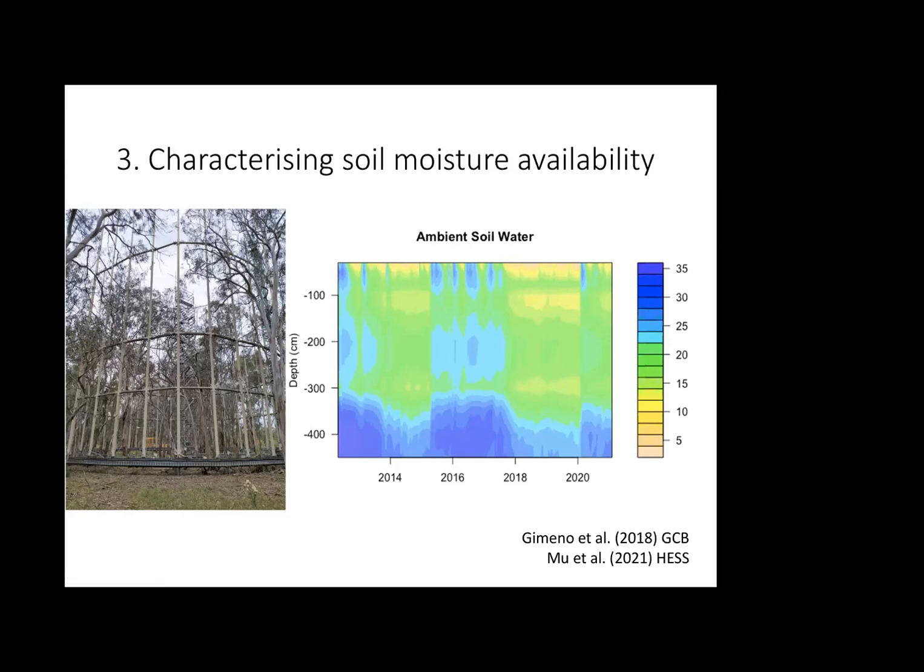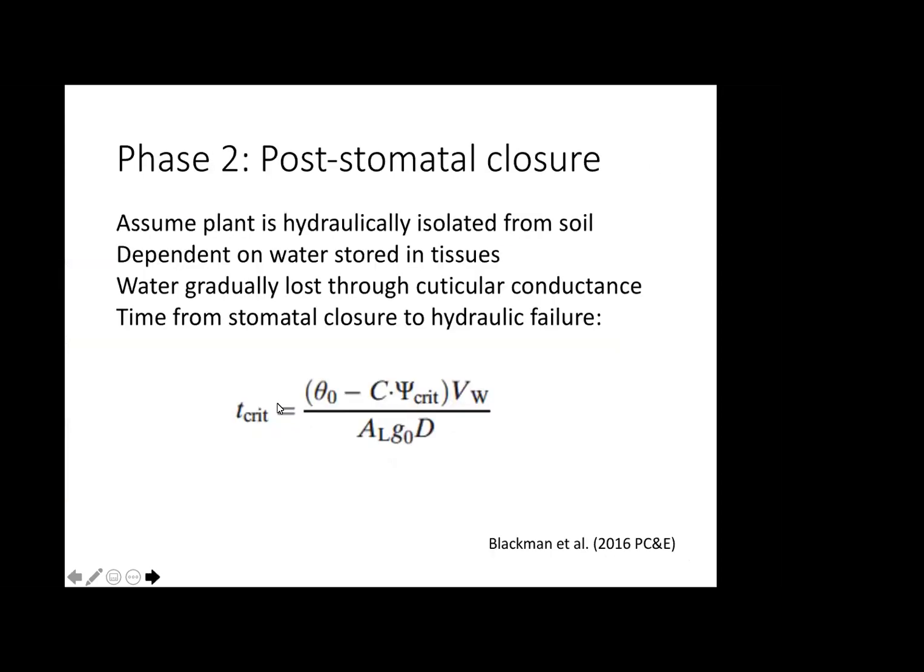we know that the trees typically have access to soil moisture stores at depth, depending on what the soil type is. And so representing that soil moisture store and that rooting depth is one of the really tricky things that we have to grapple with if we're going to try and predict drought stress across Australian ecosystems. So that's phase 1, thinking about stomatal closure.